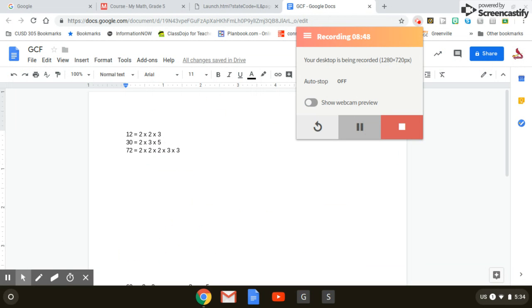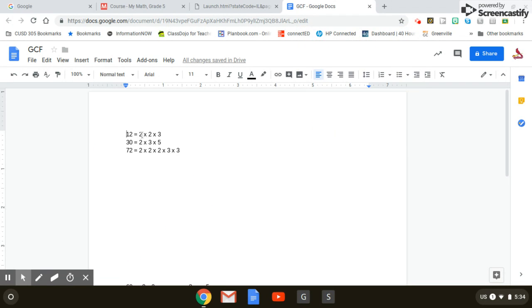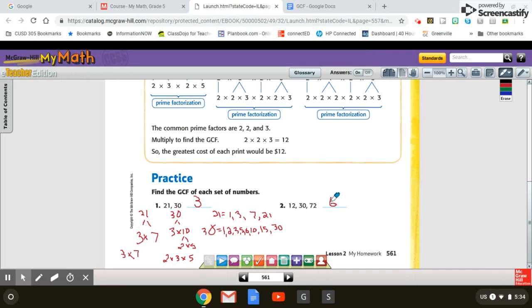Okay, so if you do the factor trees, you'll find out that 12's prime factors are 2 times 2 times 3, 30 is 2 times 3 times 5, and 72 is 2 times 2 times 2 times 3 times 3. You notice that there are 2 2's in this one, but only 1 in this one, so I can only use one 2. I can notice there's a 3 in each of them, but only one 3 in this one, so I can only use one 3. So I'm going to take 2 times 3, which is going to equal 6. So your greatest common factor you'll find is 6.